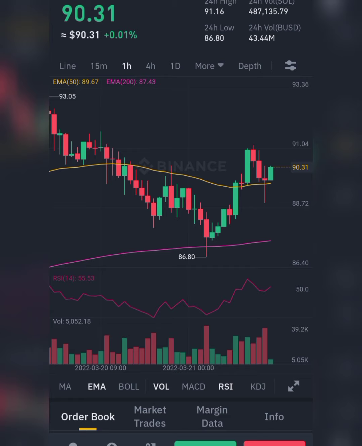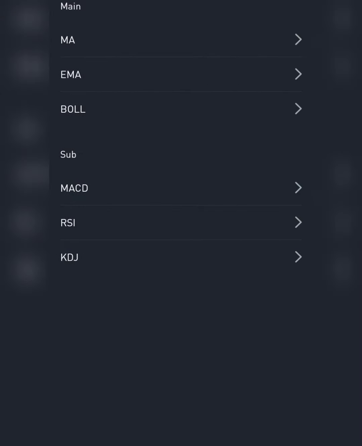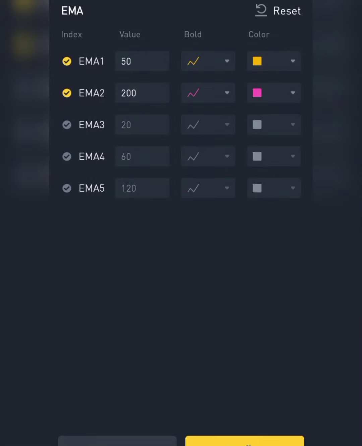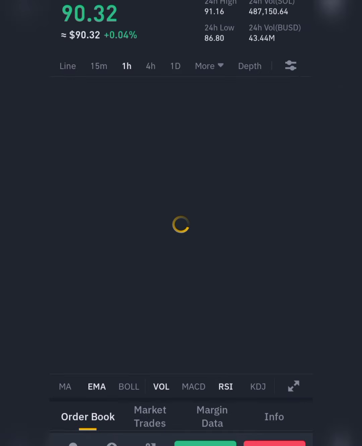Now, to use this simple strategy, ensure that you have your EMA set up. If you don't know how to set up your EMA, just go to indicators here. Select EMA. Set the first at 50. Set the second at 200. So you have a fast moving EMA and you have a slow moving EMA. The fast one is the 50 EMA and the slow one is the 200 EMA. All right. So you click on confirm. Just edit the settings and do that.